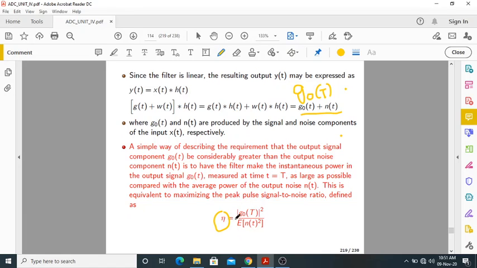Now the numerator in this expression represents the signal power. But what about noise power? The noise component is N of t. Since it is random in nature, we take the expectation of N of t whole square. I hope you are okay with these expressions. Now this is the SNR. It is a ratio of signal power to noise power. The signal component's power is mod of G naught of capital T whole square, and N of t is the noise component whose power is expectation of N of t whole square.